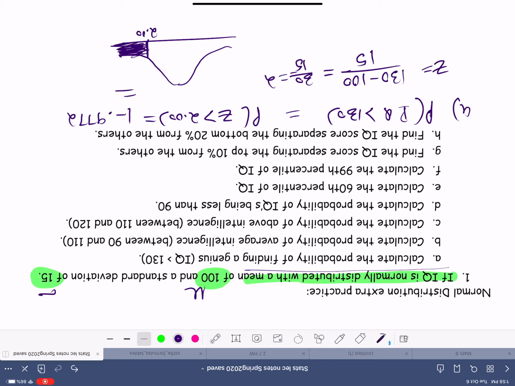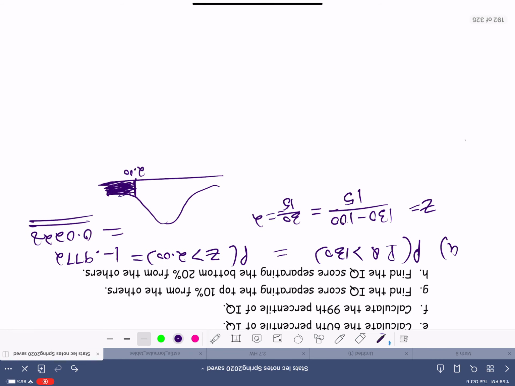0.0228 is what I got. So about 2%, or 2.2%, 2.3% chances of randomly selecting an individual whose IQ will be greater than 130.